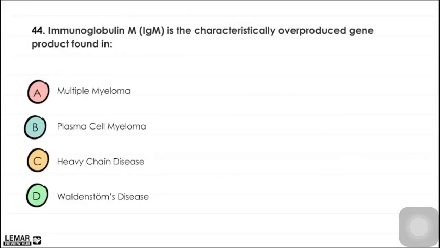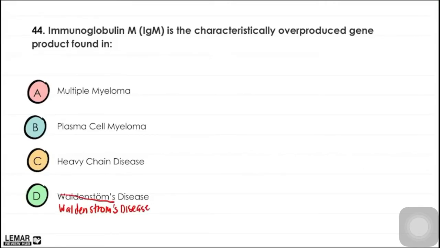Number 44. Immunoglobulin M or IgM is the characteristically overproduced gene product found in which of the following conditions? A, multiple myeloma, B, plasma cell myeloma, C, heavy chain disease, D, Waldenstrom disease. Please correct me, Waldenstrom's disease.